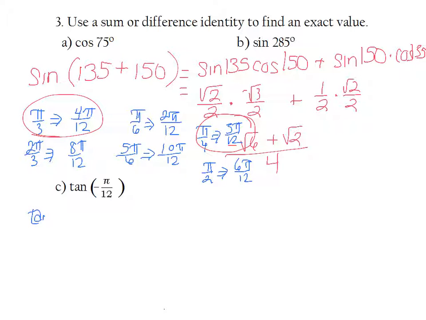The tangent of pi over 4 minus pi over 3. And then I'm going to use my identity. I'm going to take the tangent of the first angle.